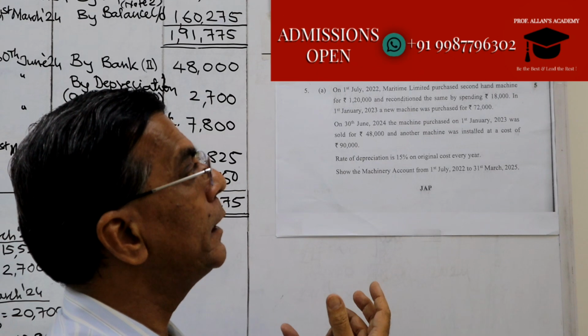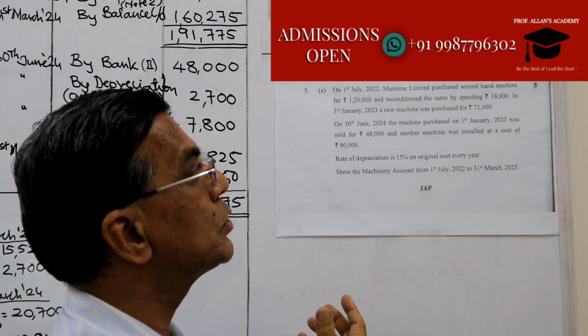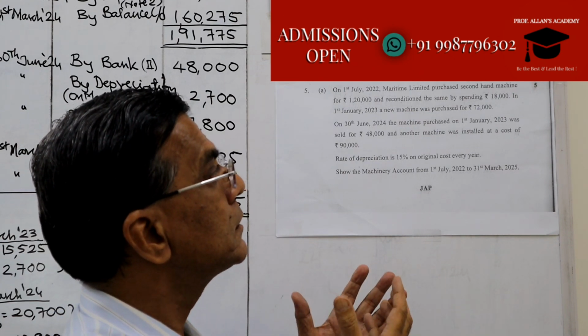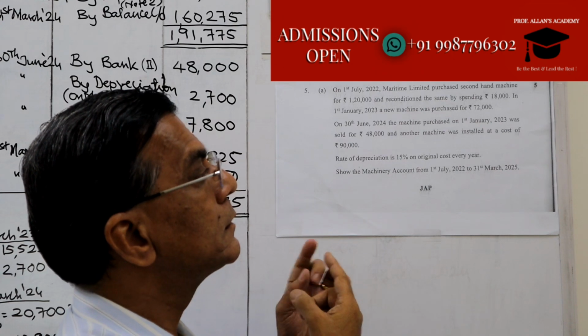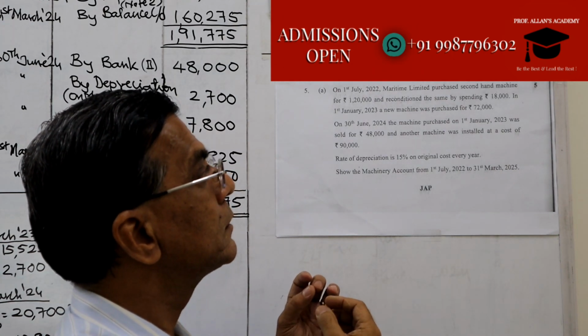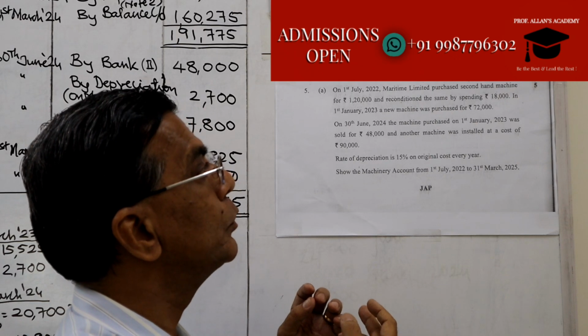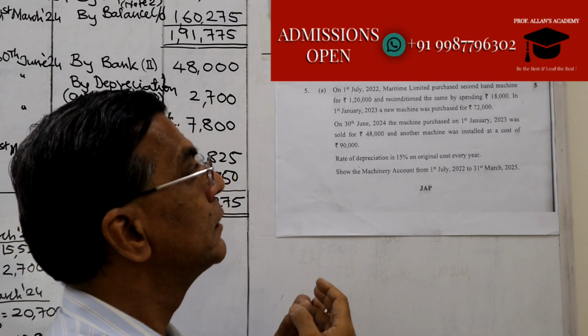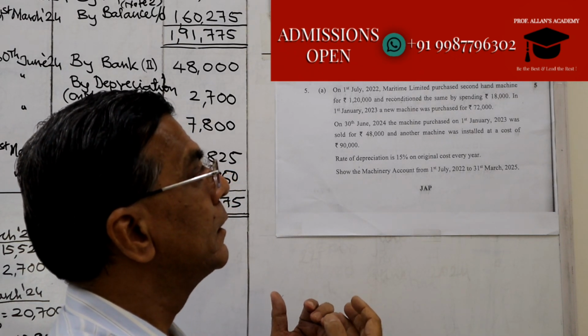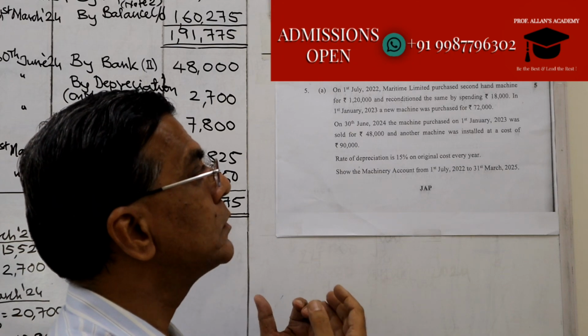What you need to keep in mind as far as depreciation is concerned is, first, the asset and the date of its purchase. Second, the method of depreciation being used. And third, in case there is a sale, the profit or loss on sale.